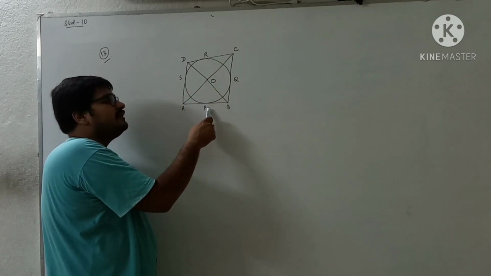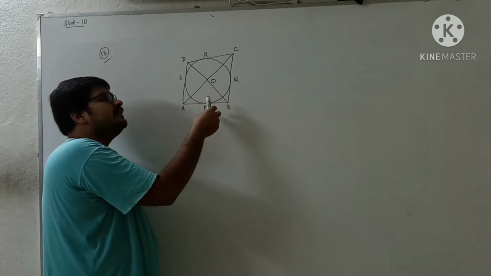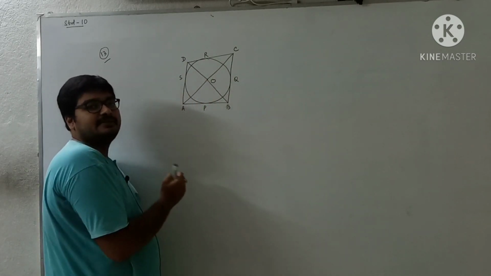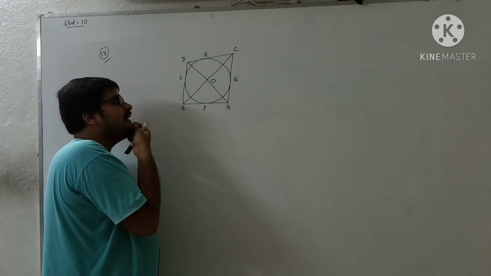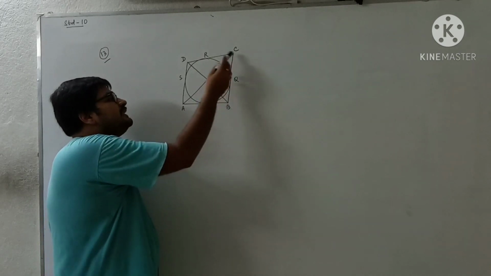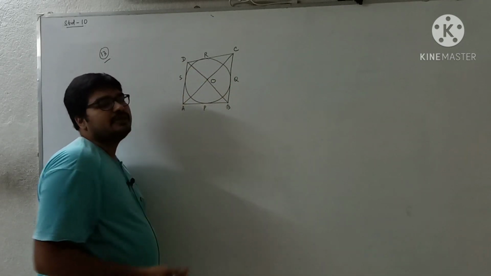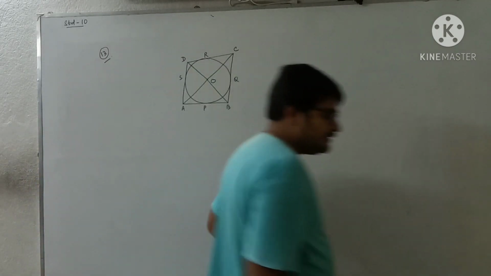Here the question is that opposite sides of the quadrilateral make supplementary angles at the center. So I have to prove AOB plus COD equal to 180, as well as you have to prove BOC and DOA, that is also equal to 180 degree. So let's start the proof.